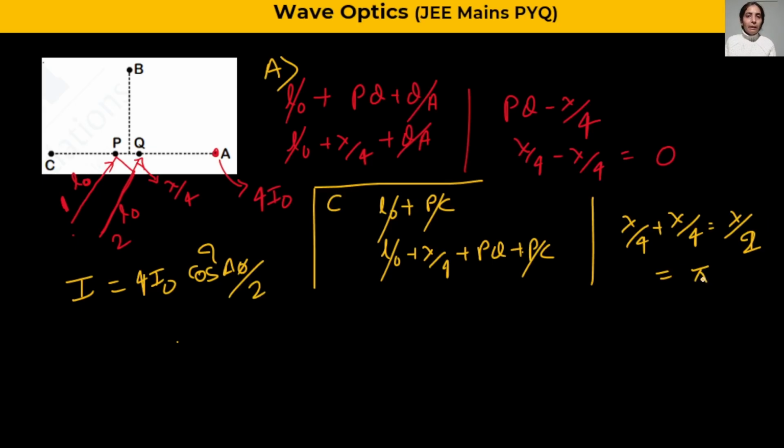And if delta phi is pi, then delta phi by 2 will become pi by 2, cos pi by 2 is 0. So I will be 0. So at this point, I is going to be how much? This is going to be 0. ठीक है, B point पे आप निकाल लो, B point पे तुम्हारा क्या होगा?